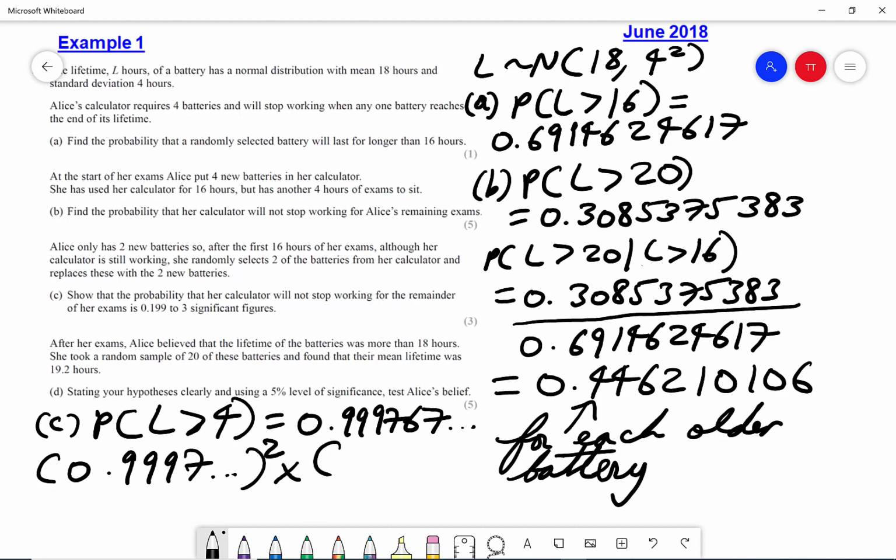The older ones last more than 4 hours, given that if you sat the exam for 16 hours, is 0.4462 and so on, and we square that value as well, and that will give me the required answer of 0.199.